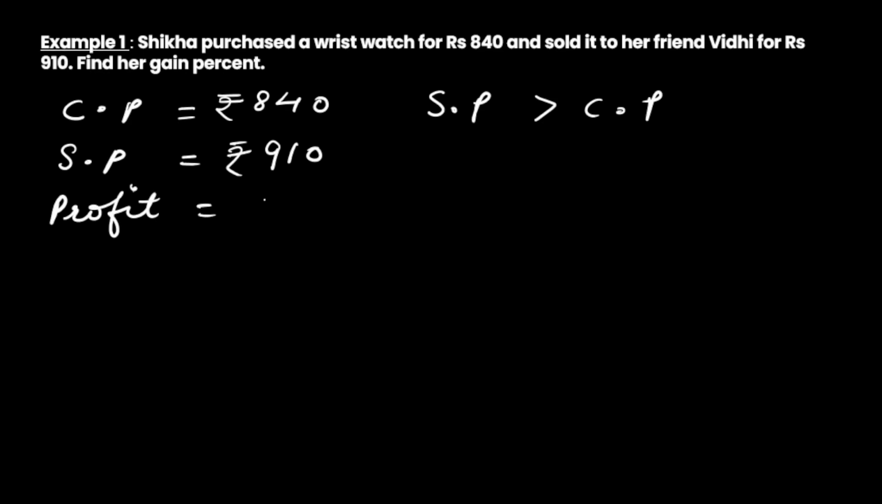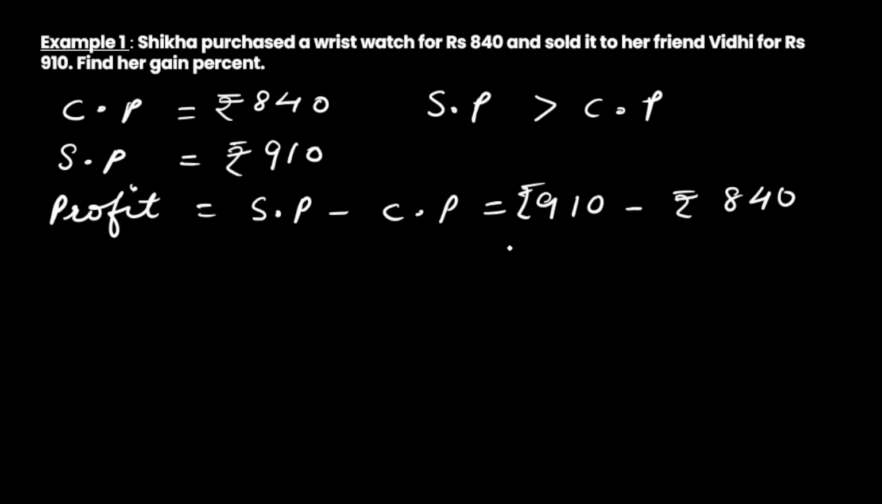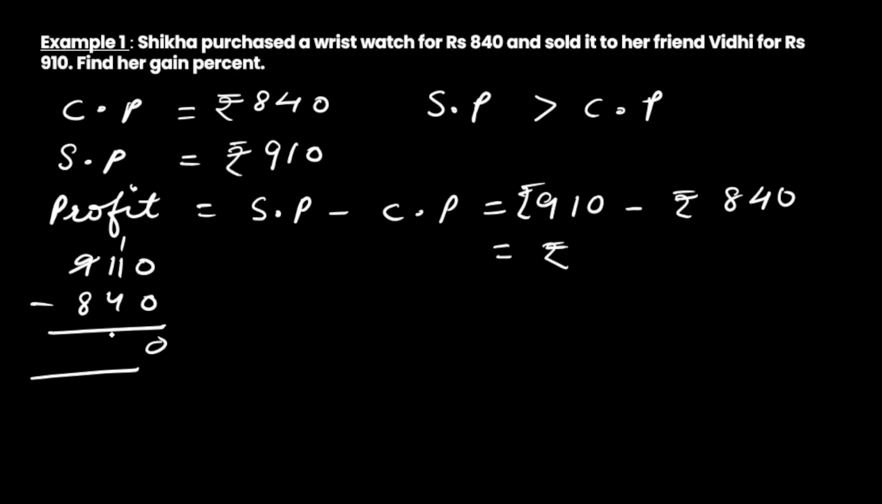The profit we can find using the formula SP minus CP. SP is selling price. So selling price is 910 minus cost price 840. So we do the subtraction: 910 minus 840. Here I'll carry, 11 minus 4 is 7, and 8 minus 8 is 0, so it is 70. 70 rupees is the profit.